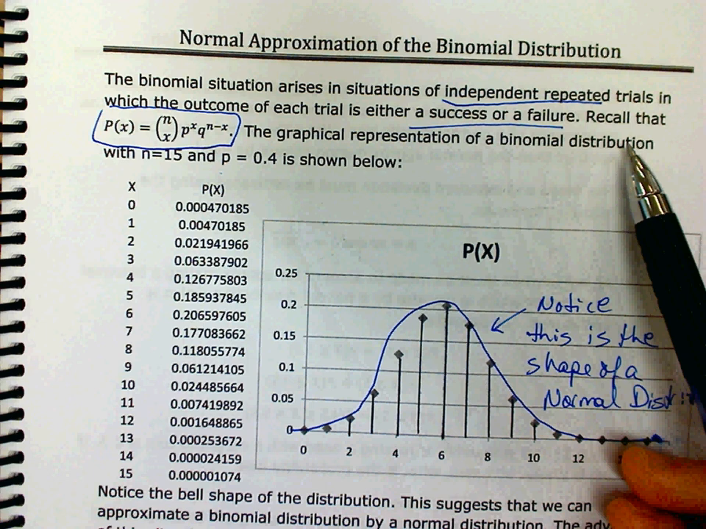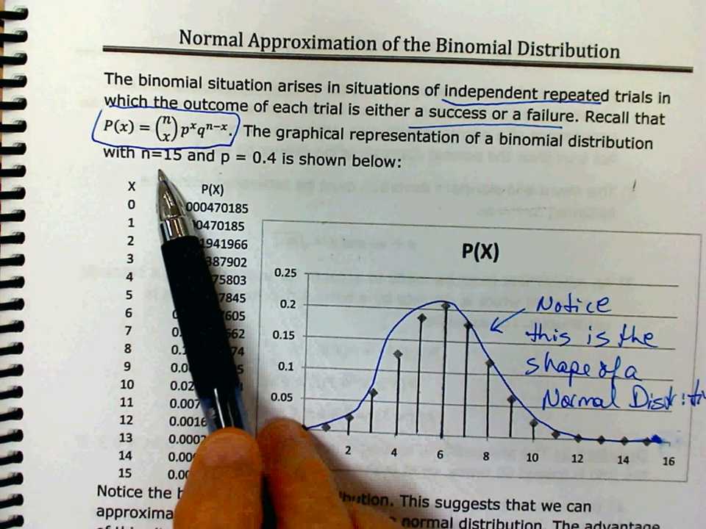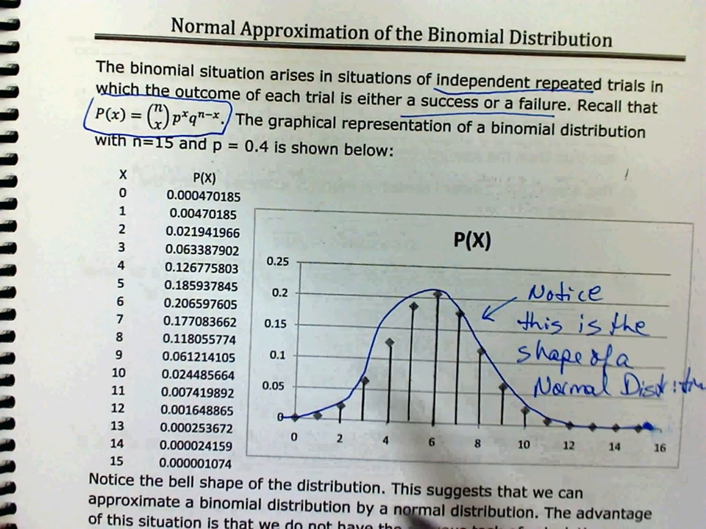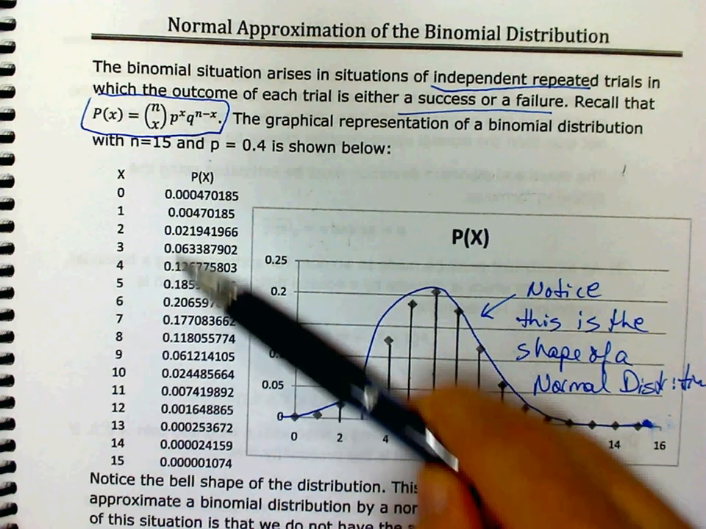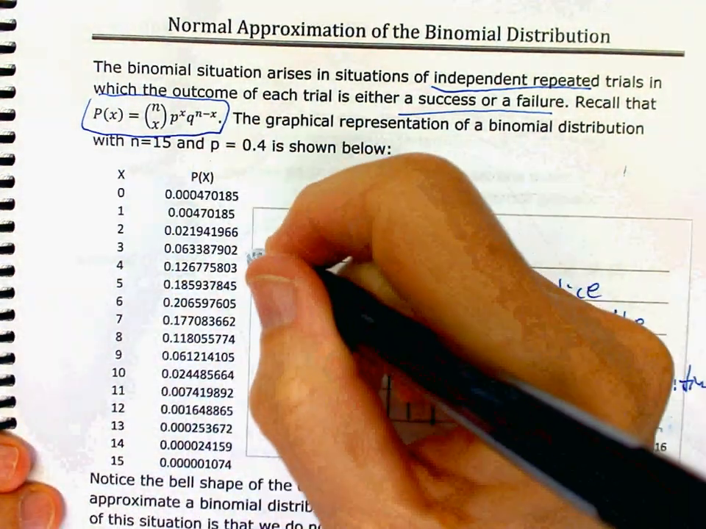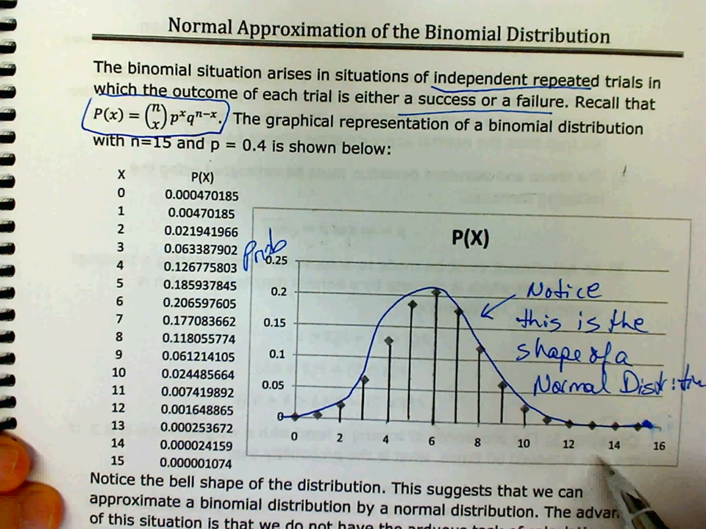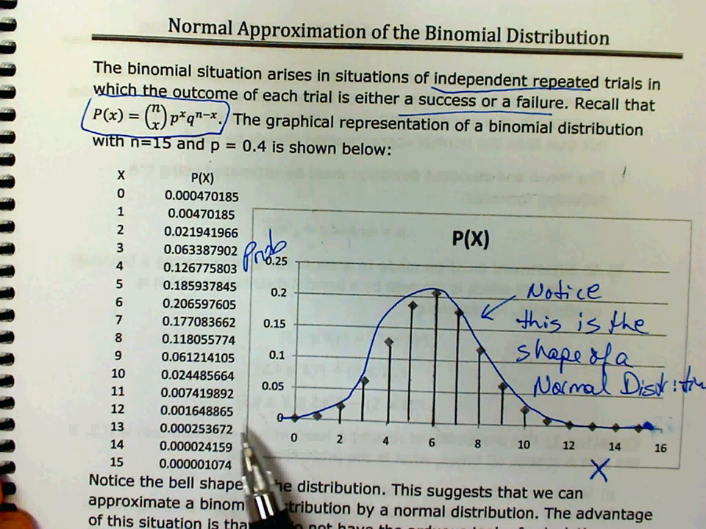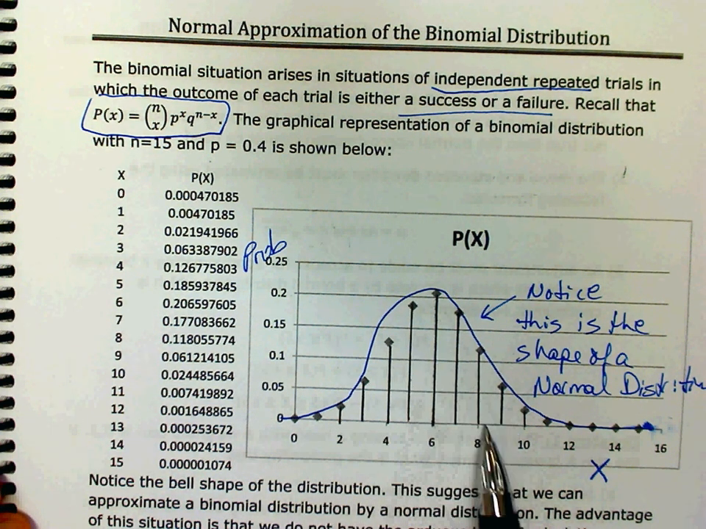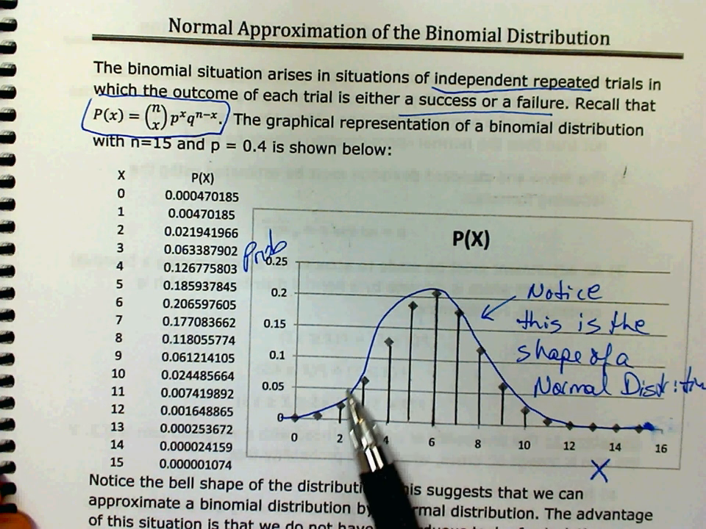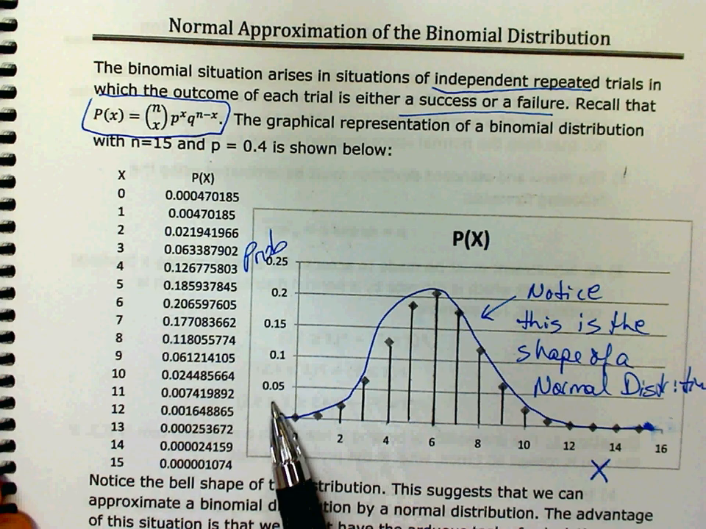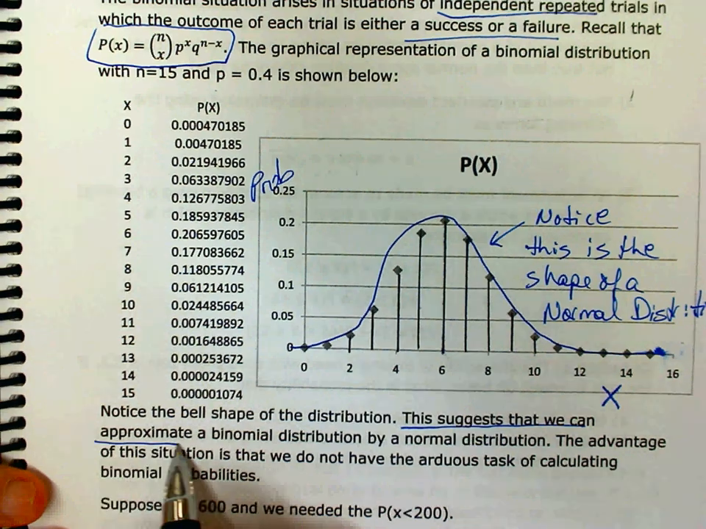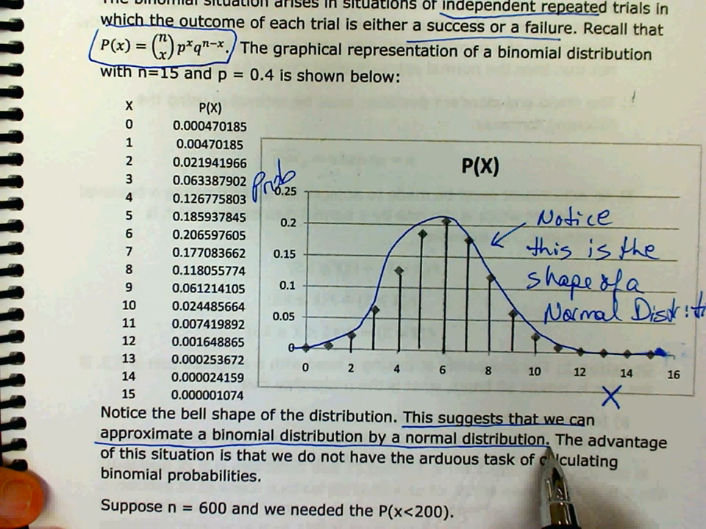The graphical representation of a binomial distribution with n equals 15 and p equals 0.04 is shown below. Notice they were kind enough to do all the calculations for it. We graphed the probability versus your x value. And notice that this binomial situation, even though it's very discrete, takes on the shape of a normal distribution. So this suggests that we can approximate a binomial distribution by a normal distribution.